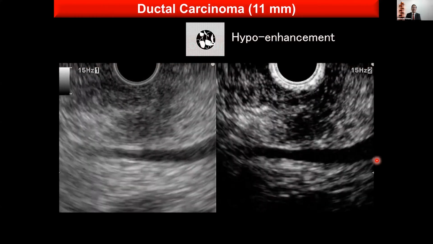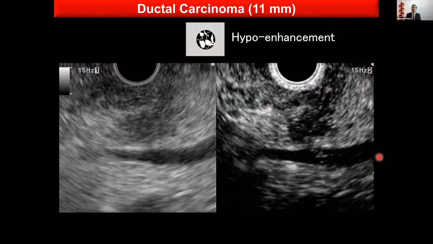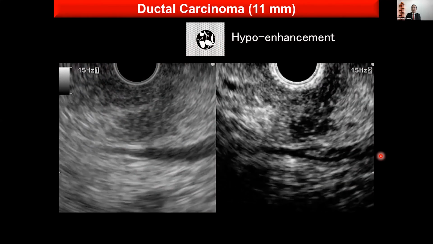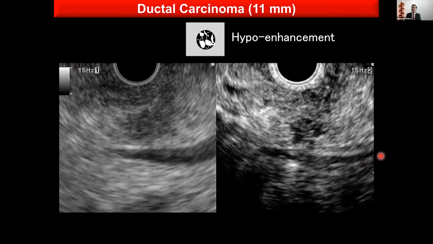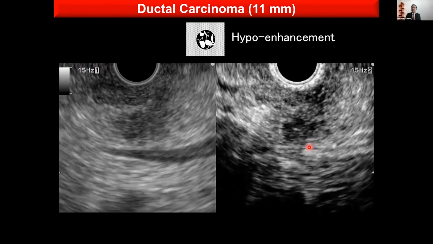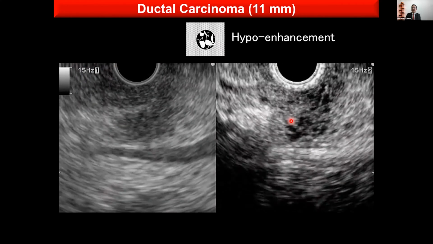This is a typical image of ductal carcinoma with hypo-enhancement. The diameter of the tumor is just 11 millimeters. You can see the thickness of the microbubbles is lower in this area than the surrounding tissue.